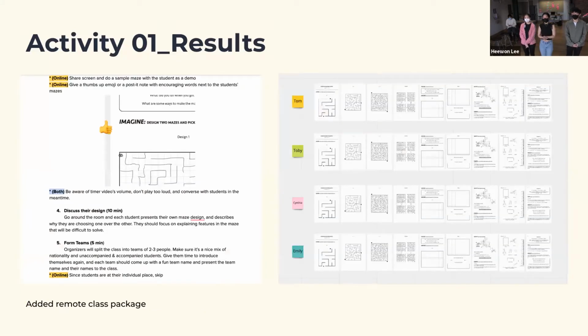What we learned from teaching this activity online was that we can add a remote class package. Before doing this class online, we never thought it was possible to do this class on Zoom, but then we realized that if we put the student worksheet on the Mural board, teach them how to use the pen tool, and ask them to gather some simple materials, it is possible to teach this class completely on Zoom. So we added an online section on the instruction sheet and created a Mural board for this class.